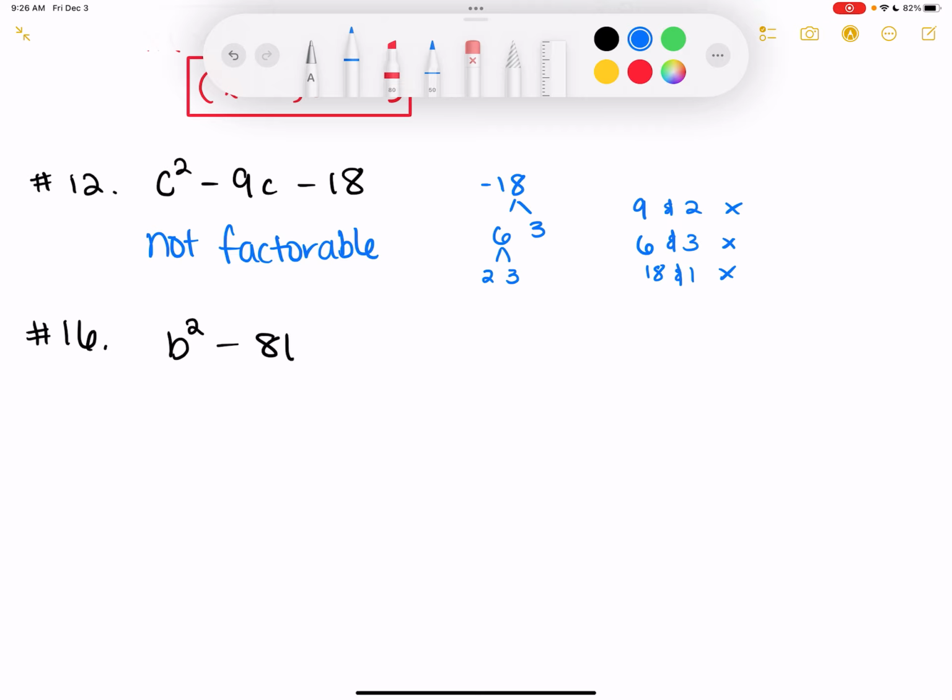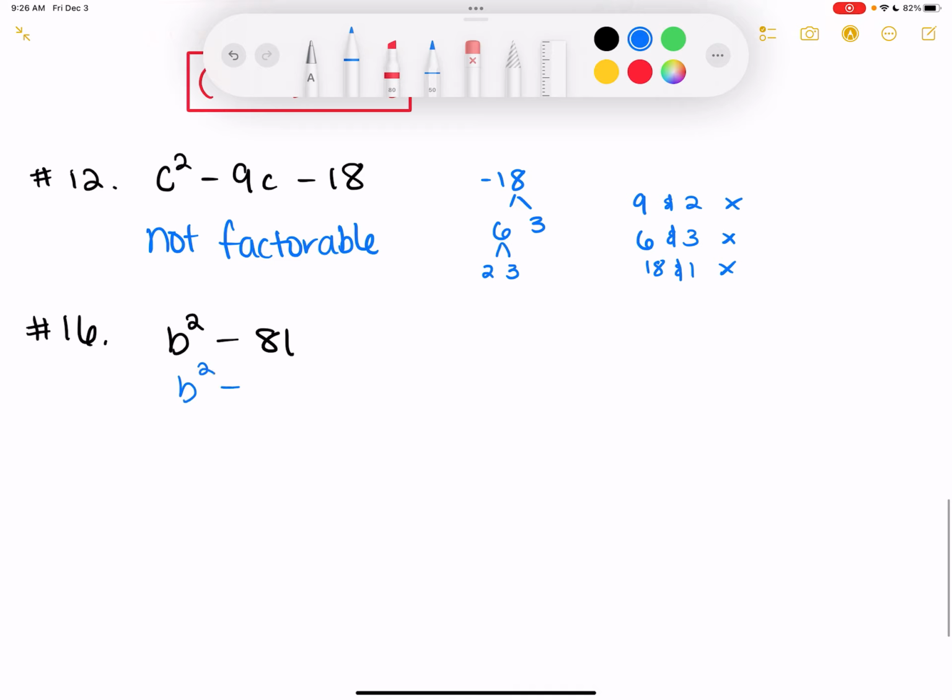Okay, so what squared gives you 81? 9. So you can think about this as b squared minus 9 squared. So then this factors into b plus 9 and b minus 9. Okay, and you don't have to write this step here. I'm just doing it to make sure you see what's happening right now.